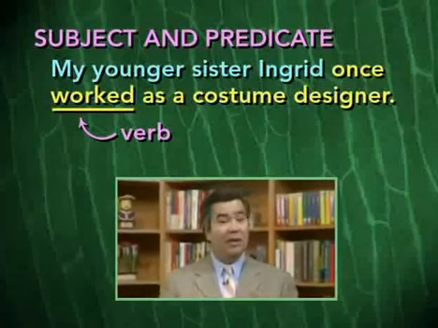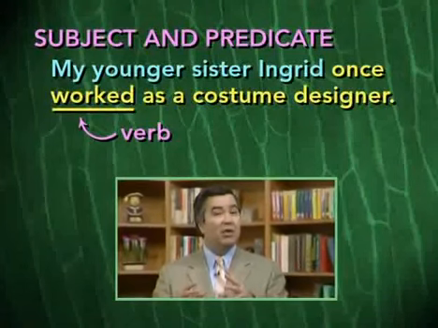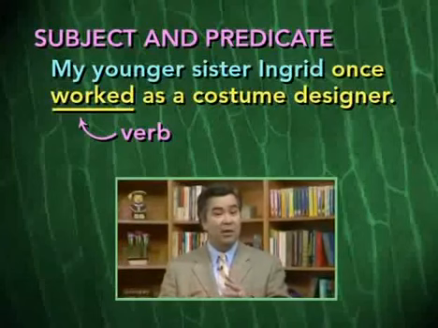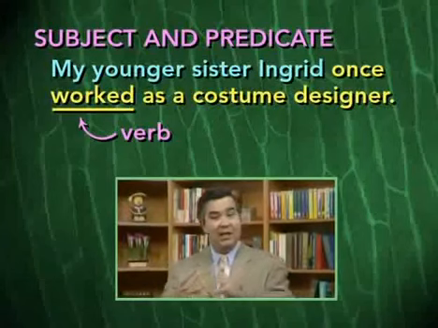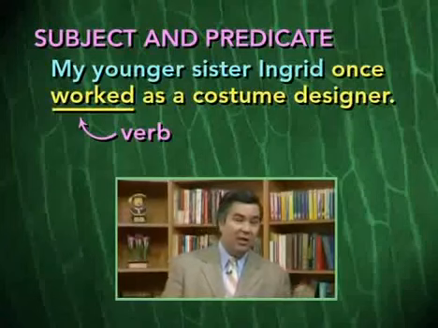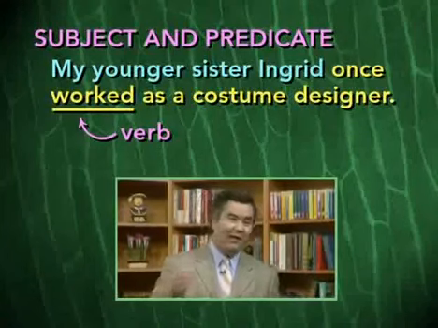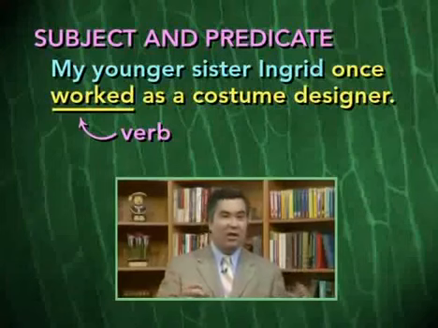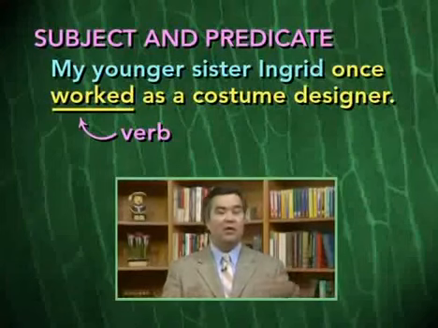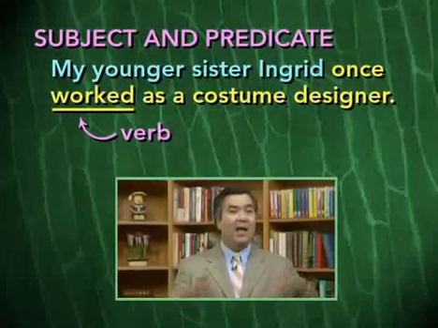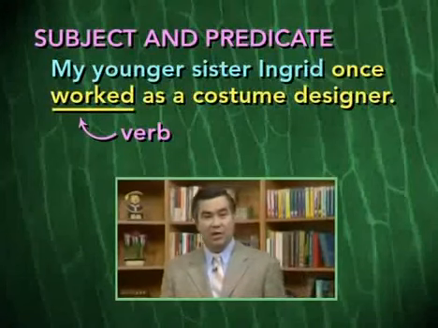So all the other words in the predicate are there to give us more information about what Ingrid did. But the word worked is the most important word. It's the verb. So the heart of this sentence is the subject and the predicate, and in particular, the one-word simple subject and the verb. Ingrid worked. And all the other words in the subject and the predicate are there to give us more information about how and when and at what Ingrid worked.